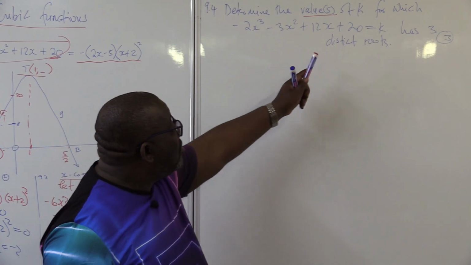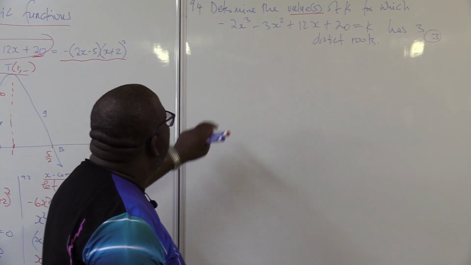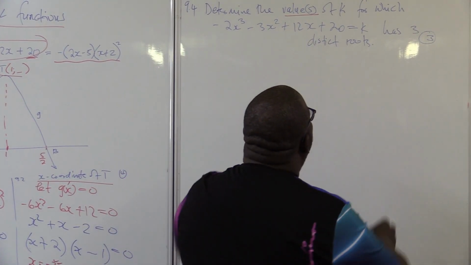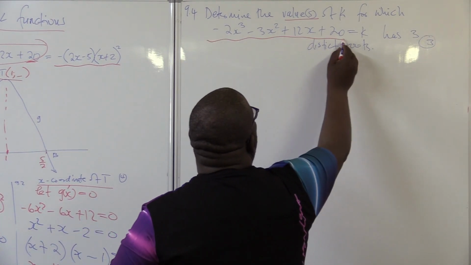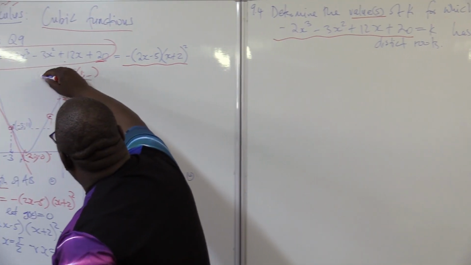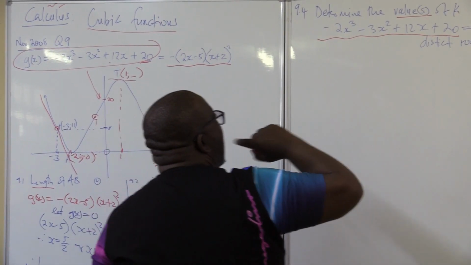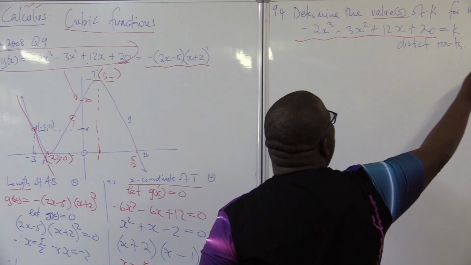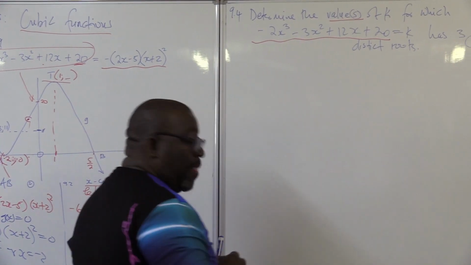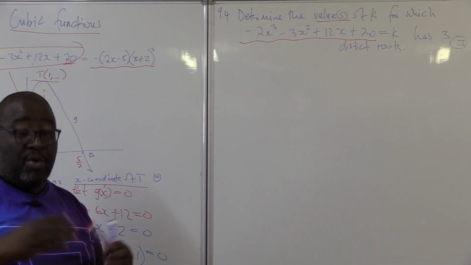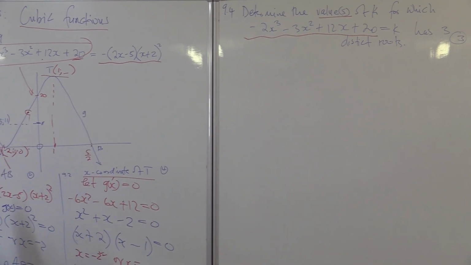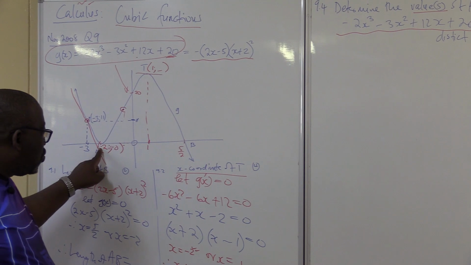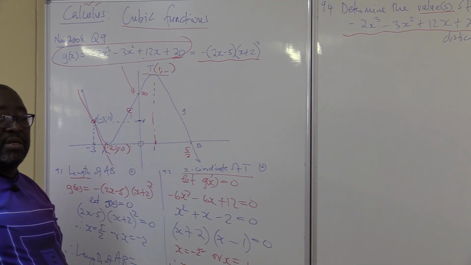Determine the value or values of k for which this one has, what is this one? I can see that this one is this graph, okay? For which this graph equals to k has three distinct roots. What are distinct roots? Number one, what are roots? Roots are the x-intercepts.